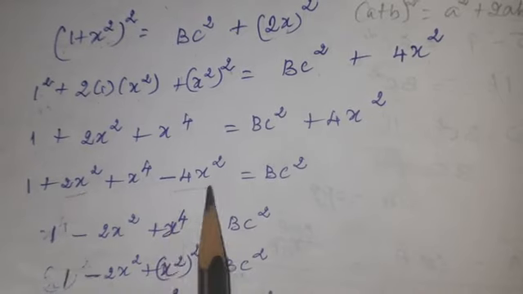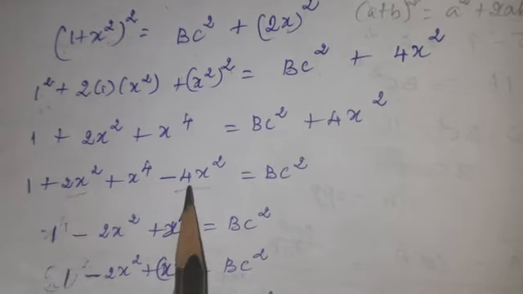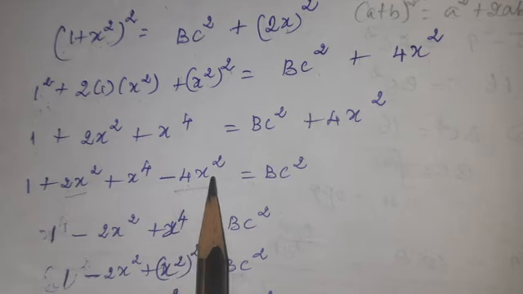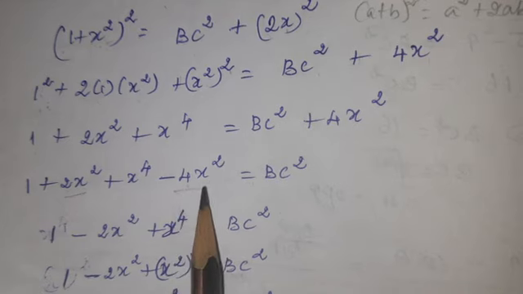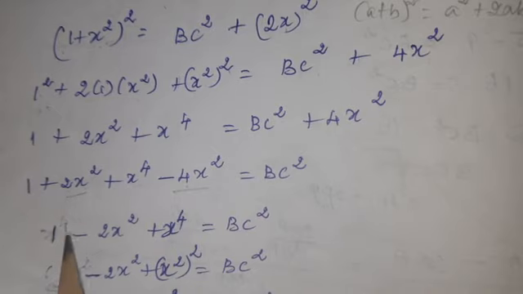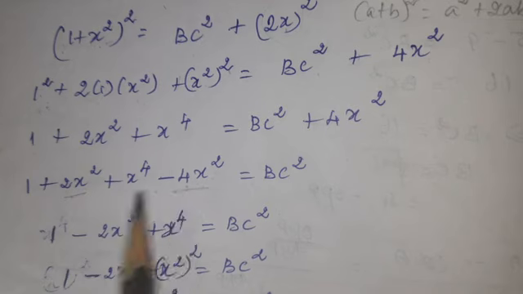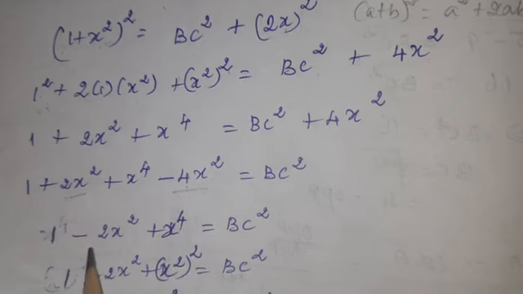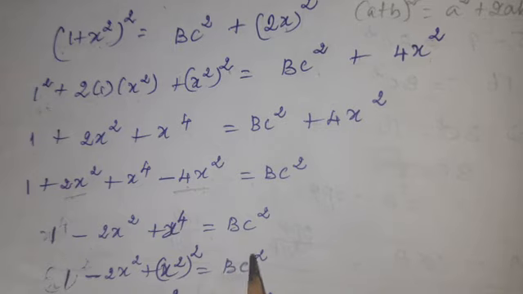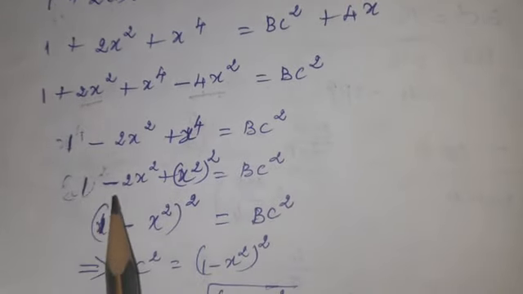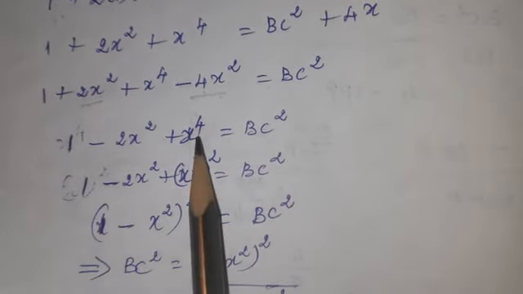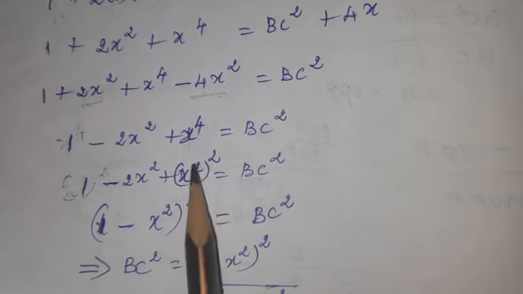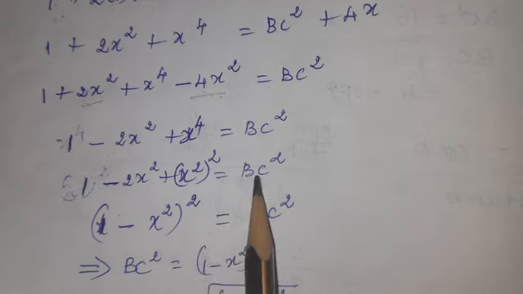See, these two are like terms: 2x square and minus 4x square. If they are like terms, we can add or subtract. So 1 as it is, and these two are like terms. Simplify: plus 2 minus 4 comes as minus 2x square, plus x power 4, is equal to BC square. Then 1 minus 2x square plus x power 4 can be written as x square the whole square is equal to BC square.